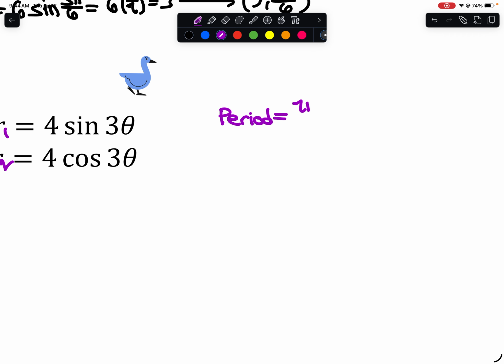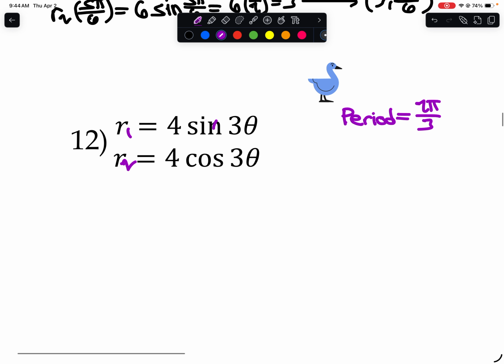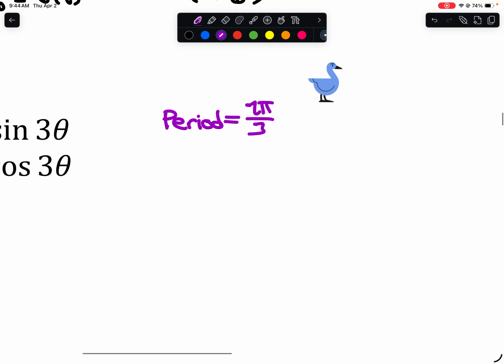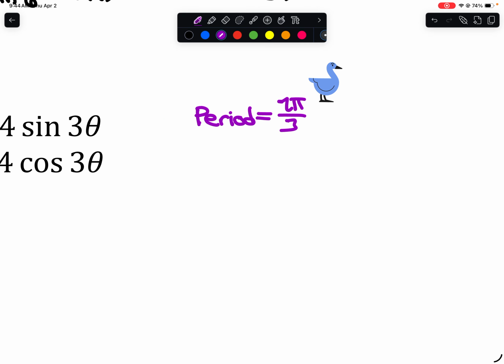So that's going to be 2 pi over whatever my b value is, which is going to be 3. Now, if you notice, the b value on both of these is going to be 3. So really, I just need to do this part once, and I'll just set up the table for both. So the period is going to be 2 pi over b, which is 3, so 2 pi over 3.